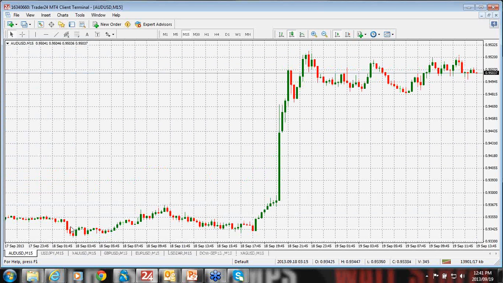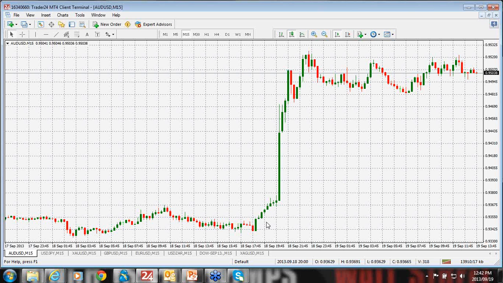Okay, so here we have the Aussie dollar 15-minute chart. As you can see, the impact on the market was huge. You can see at around 8 o'clock last night, just before the announcement started, a huge move here. The Aussie was very bullish against the dollar, a huge bullish move in the market.